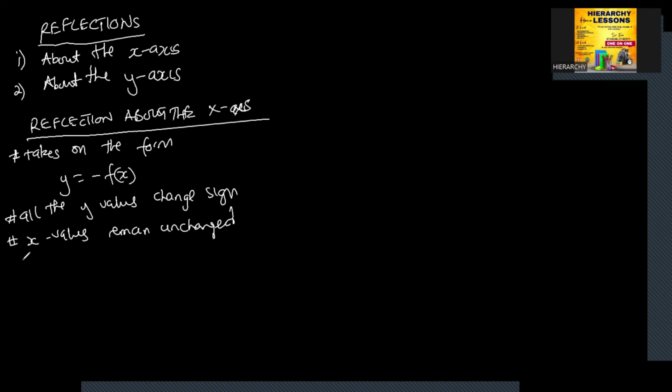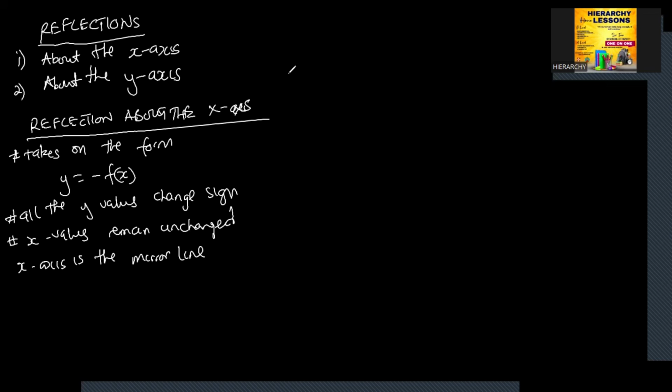So reflection about the x-axis means that the x-axis is the mirror line. It means that the x-axis will be the mirror line. So that's what it means, if we're doing the reflection about the x-axis.